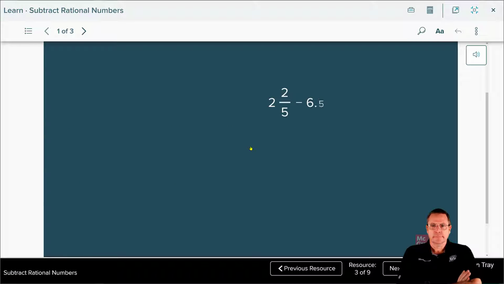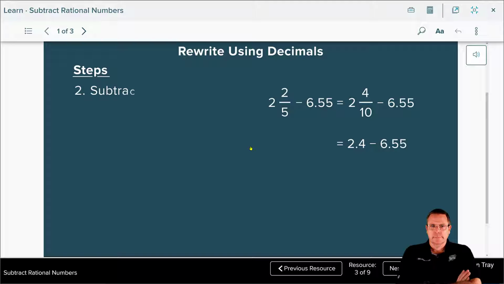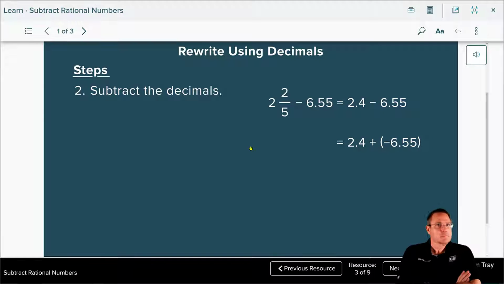To subtract rational numbers in different forms, write the numbers in the same form. One way to subtract a decimal from a mixed number is to write the mixed number as a decimal. This method works if the mixed number can be written as a terminating decimal. Next, find the difference. To subtract the decimals, rewrite the subtraction as addition and add its additive inverse. Follow the rules for adding negative decimals. Just subtract.